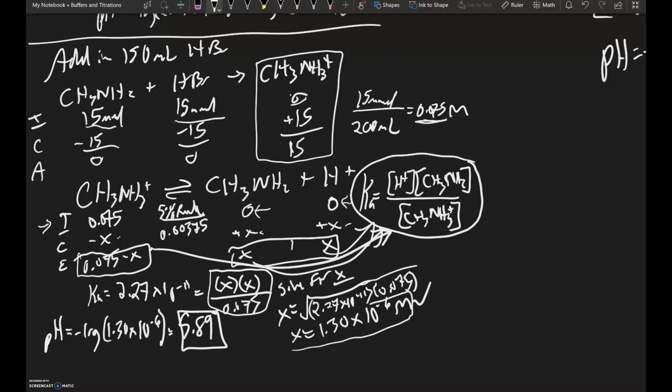So X is equal to the square root of 2.27 times 10 to the minus 11 divided by 0.075, which gives me this here. Now, before we can say that our check mark is valid, we go back up to the 5% rule that you see here. So you take 5% of the initial concentration, I get 0.00375, and so that tells me that my X is valid, so we put a check mark there. Since we know the X here, and X is equal to the concentration of hydrogen ion, we just take the negative log of your value for X, and we get 5.89. So at this equivalence point, our pH is 5.89.